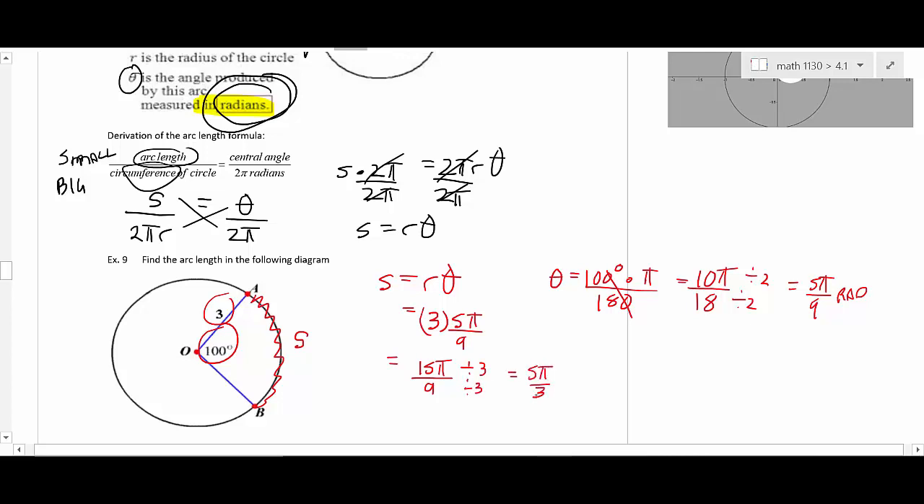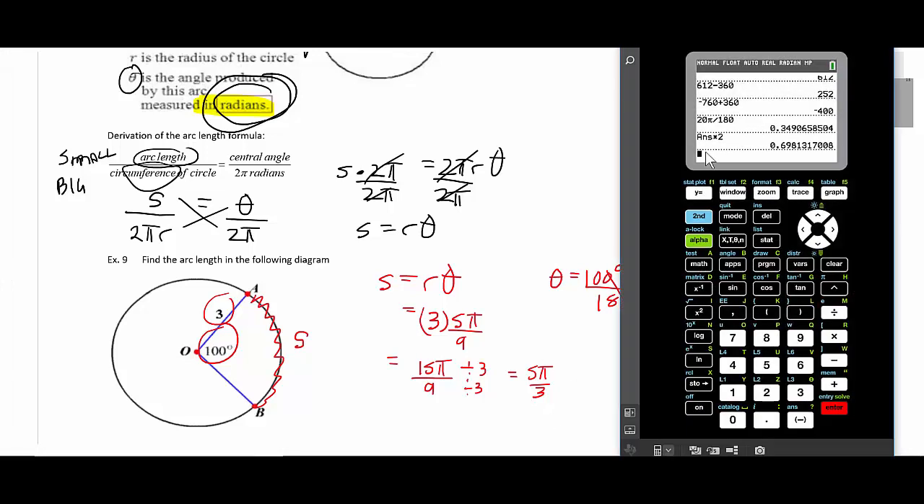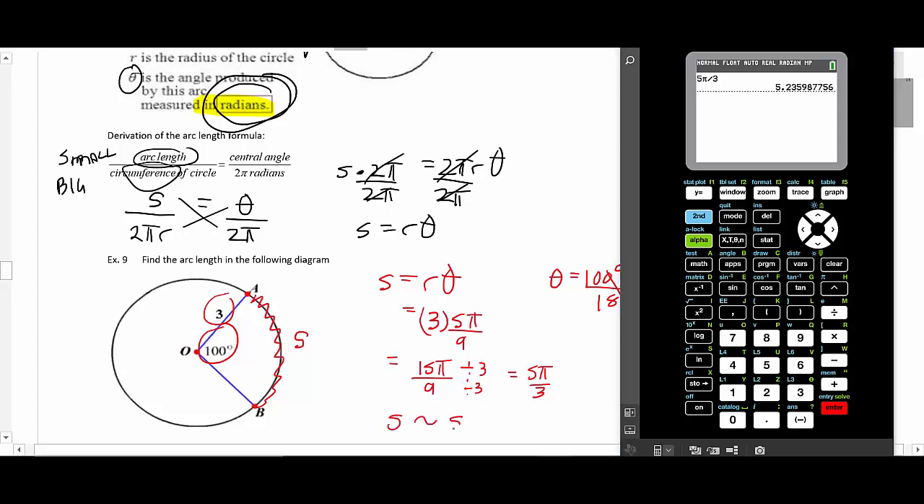Okay, so that's the exact length of that arc, but I'm going to take my calculator because I want to see if this makes sense. If I take 5 times pi and divide that by 3, I get that S is approximately 5.2 units. What do you think of that? The radius is 3, and that's 5.2. That seems pretty logical to me. How about you? Because if you did 3 times 100, that would be 300. You see my point I'm trying to make? When you get an answer, you want to think about it.